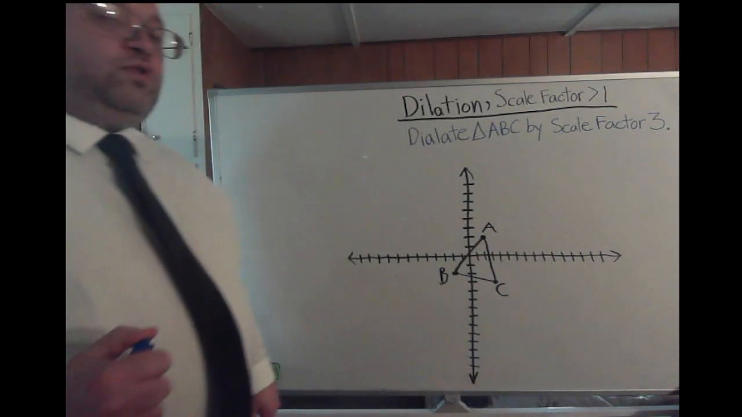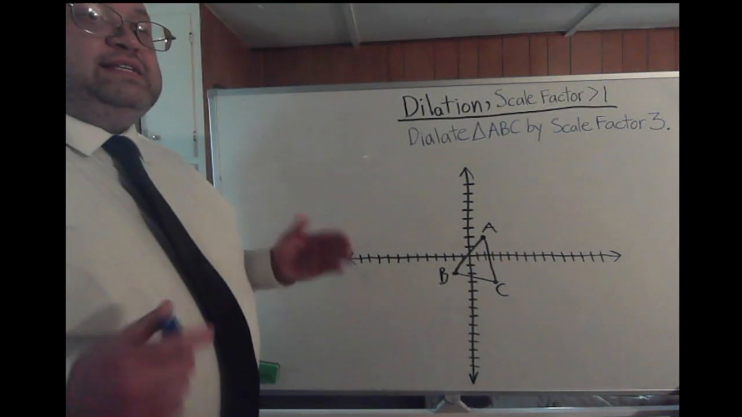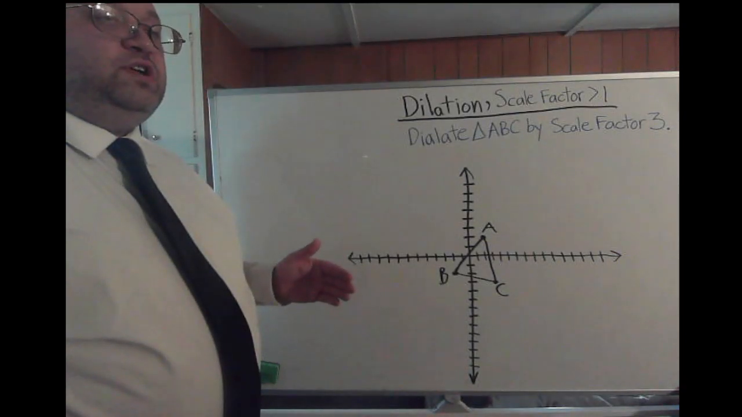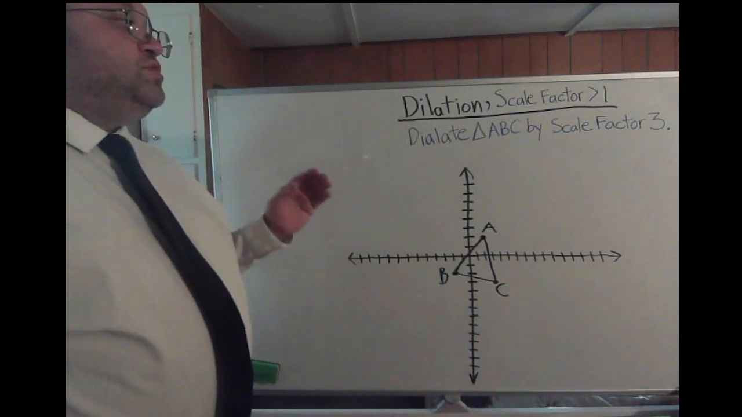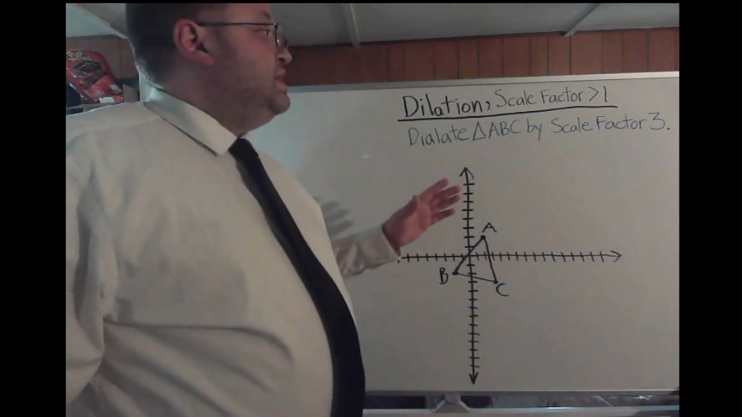Now, in other courses, you can have a negative scale factor. That not only indicates a dilation or a shrink, it also indicates a reflection, too. But in this course, we're going to stick only with positive scale factors.